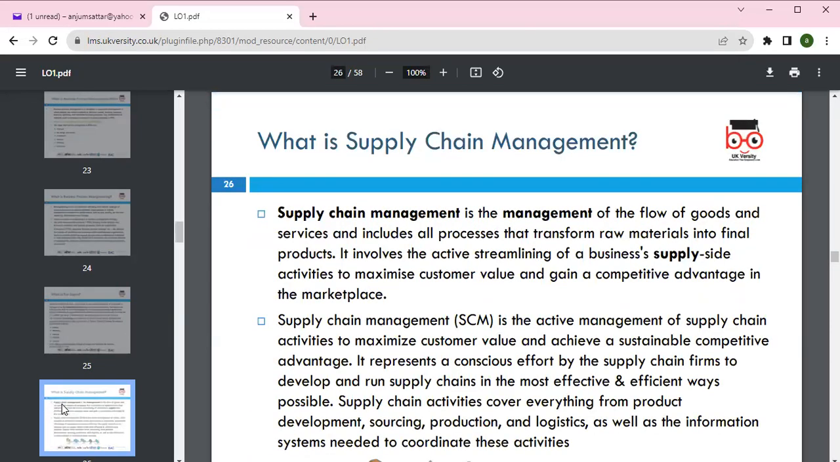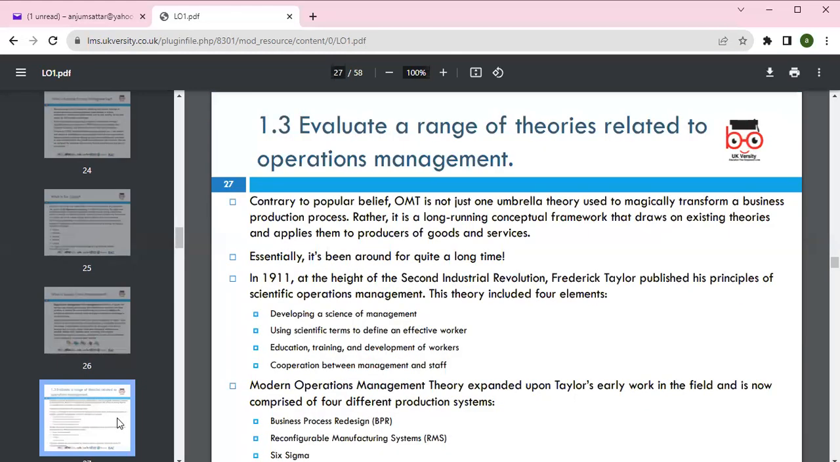Yes, so we can look at supply chain management, which is the flow that needs to be managed. Supply chain management covers the stock, the buying, the warehouse, all of which need to be managed in effective and efficient ways, including sourcing, production and logistics, as well as the information system that will coordinate these activities, so we do not buy and waste time.